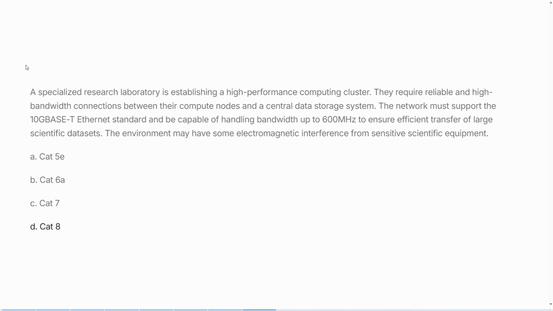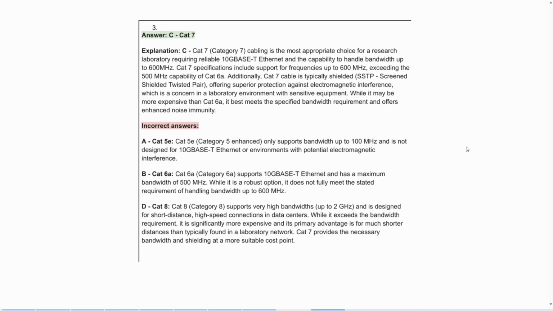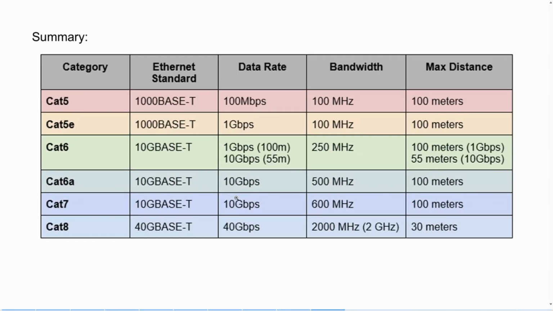Your answer is coming in 3, 2, 1. That is going to be C, category 7. Now that best meets the requirements of 10G base T Ethernet standard and 600 megahertz. Let's take a look at why that is. All right, Cat7, 10 gigabits per second or 10G base T tick and is the only one that operates at 600 megahertz. Cat8 does more than that, but it's significantly more.